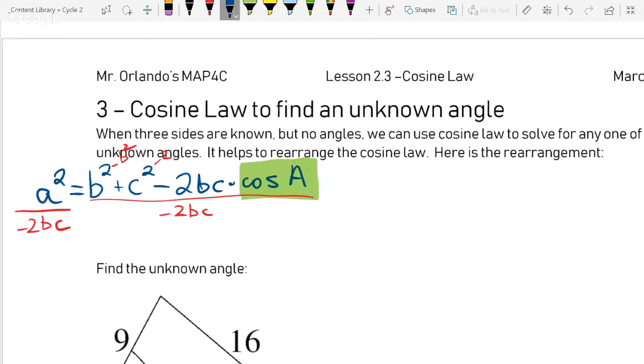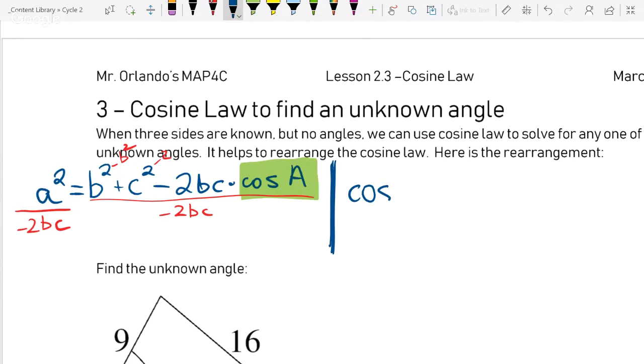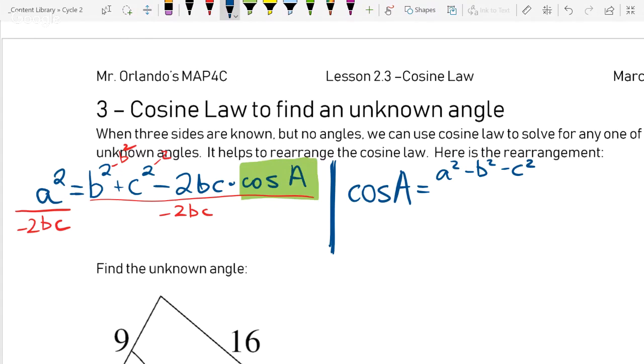And when we do that, we end up with this. We end up with cos A being equal to, I'm going to show this to you in 3 steps, a squared minus b squared minus c squared. That make sense? Over, what did we divide by? BC. Yep, almost. Oh, negative 2. Very good. Over negative 2bc.